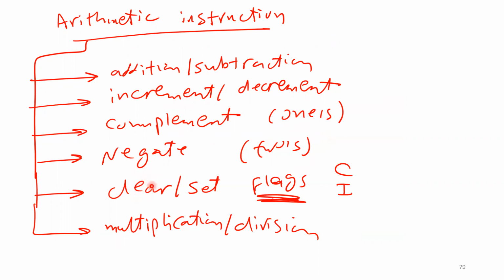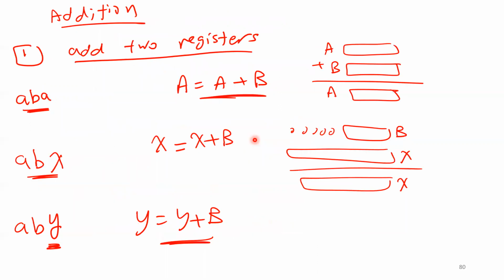Also, we have some instructions to clear or set some flags and some registers, as you will see. Also, we have some instructions for multiplication and division. Okay, so let's start with addition first. For addition, we have only 3 instructions to add 2 registers. So there is no memory. You just add 2 registers together, no memory.